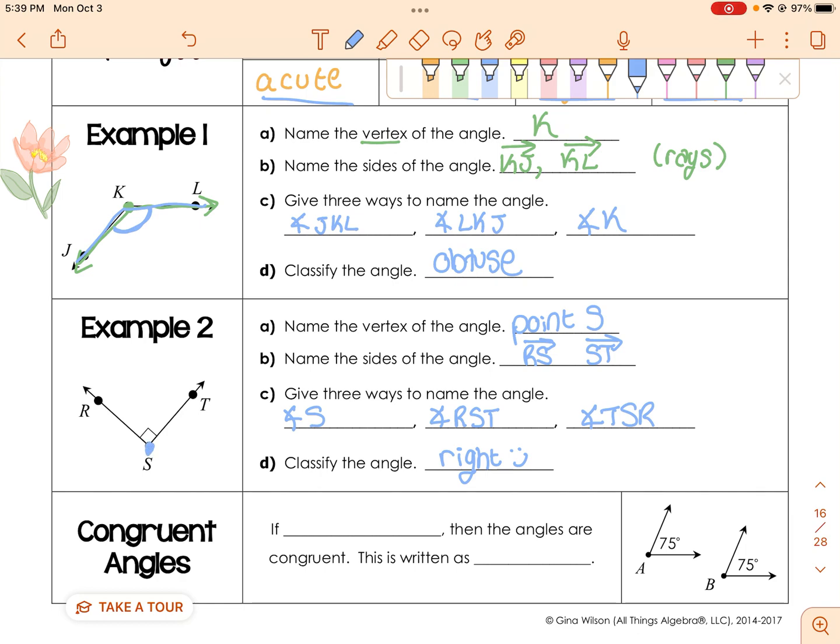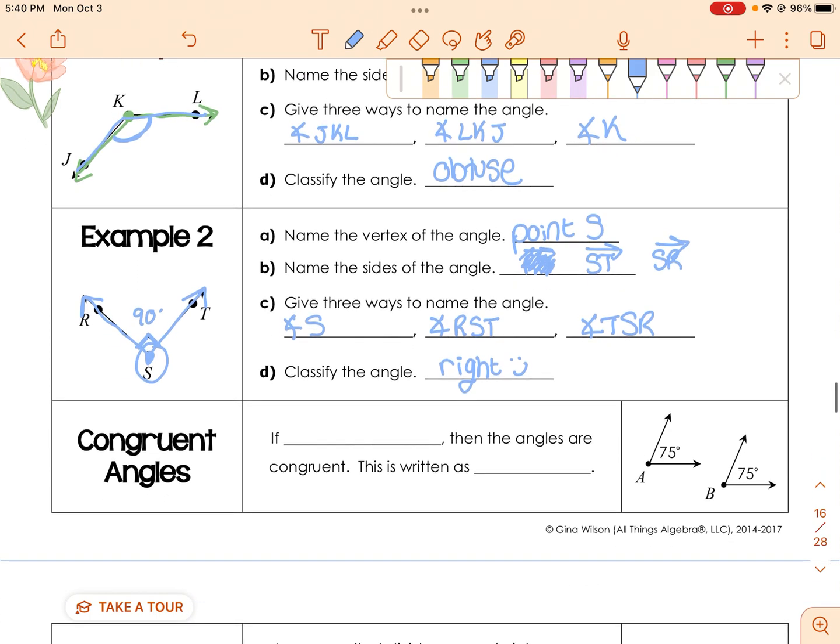Okay, so example 2, vertex is point S. The sides, I actually wrote this one wrong. I'm sorry. It should be SR because it has to start at the vertex. Good way to learn from mistakes, right? And ST. Three ways to name it are just angle S, RST, or TSR. And it has this corner there telling you it's 90 degrees, so it is a right angle.